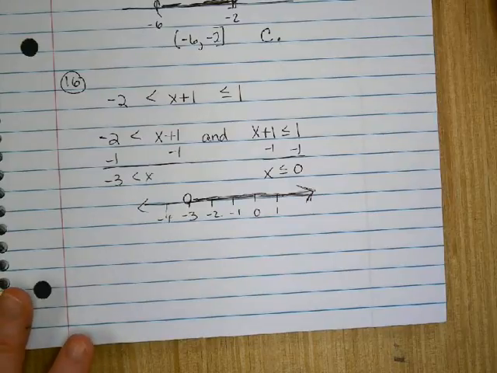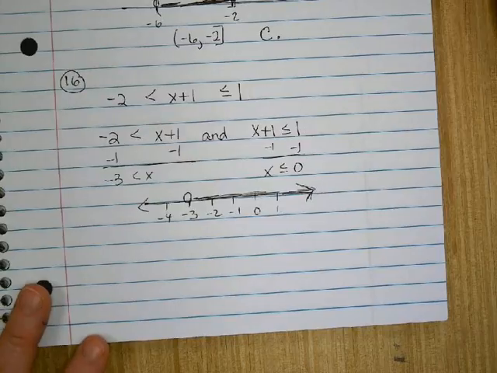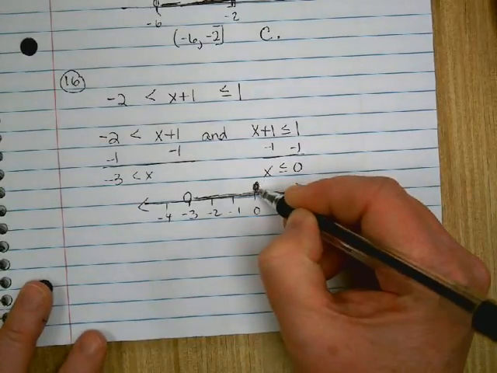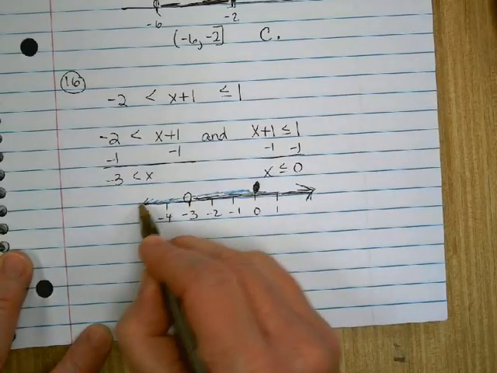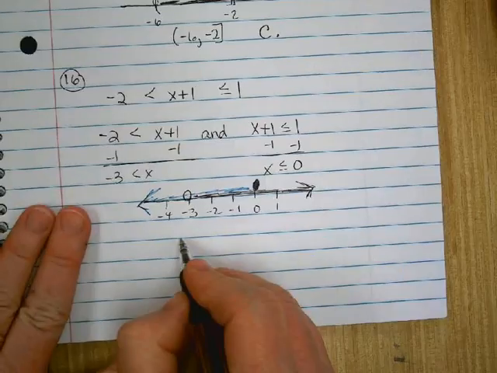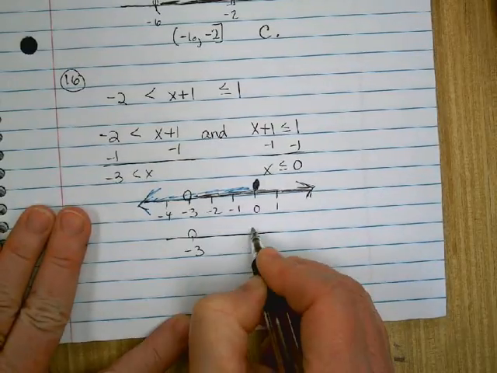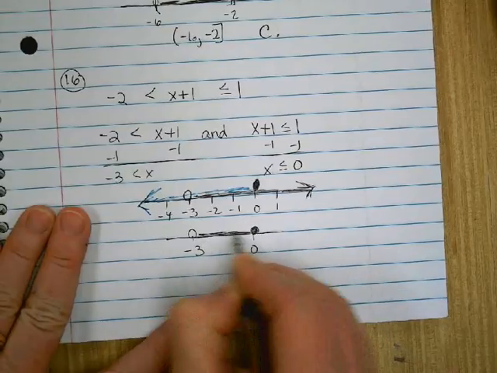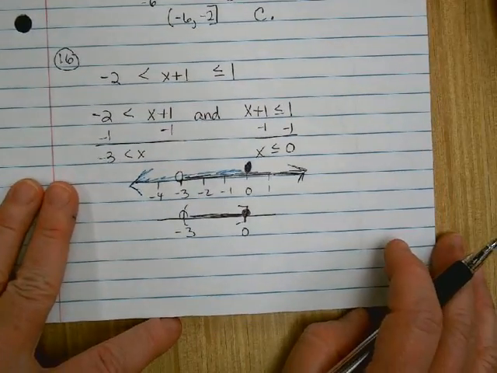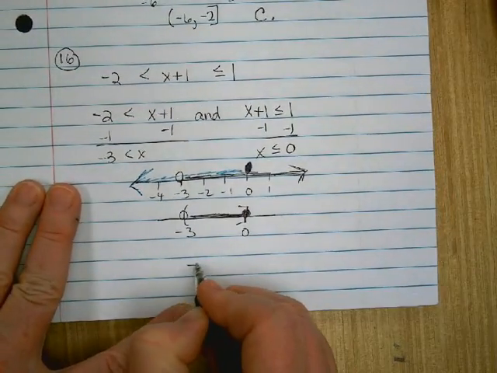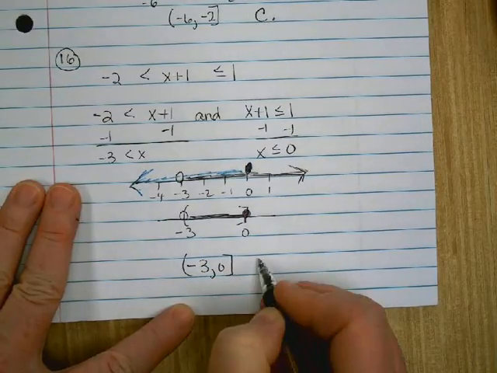0. What kind of circle do I need on 0? Closed. And it's less than, so I'll shade over here. So the part that's the solution is the part that's covered by both at the very same time. You might see a parenthesis here and a bracket there. So the answer to this problem is the interval from negative 3 to 0. Answer choice C.